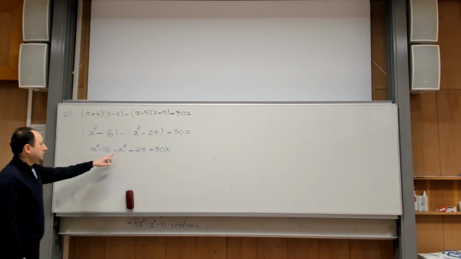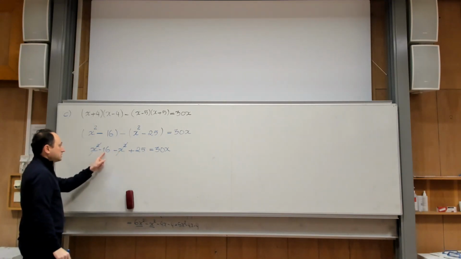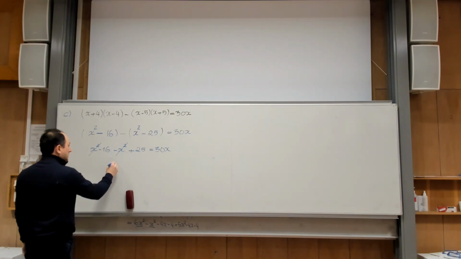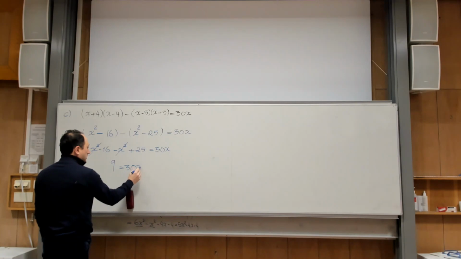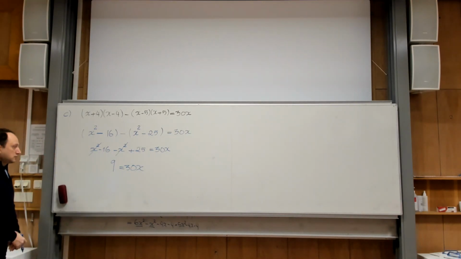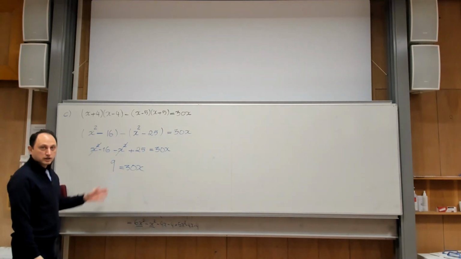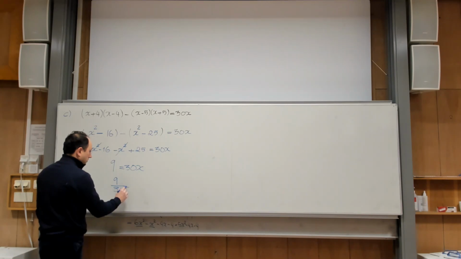This x squared and then negative x squared are gone. Minus 16 plus 25 is 9. And this becomes 30x. In order to solve the equation, you have to make x alone. So I have to get rid of this factor, so I divide by 30. So this becomes 9 over 30 is equal to x.